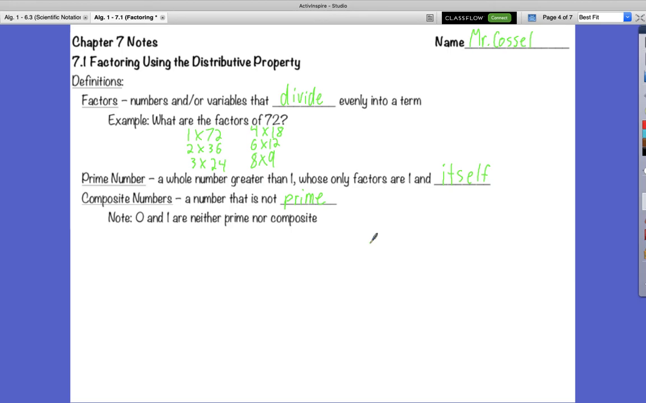So we have our prime and composite numbers. Prime and composite is something new to us, right? What are some examples of prime numbers? Okay, 2. 4? Nope, 2 and 2 go into 4. 3 is a prime number.